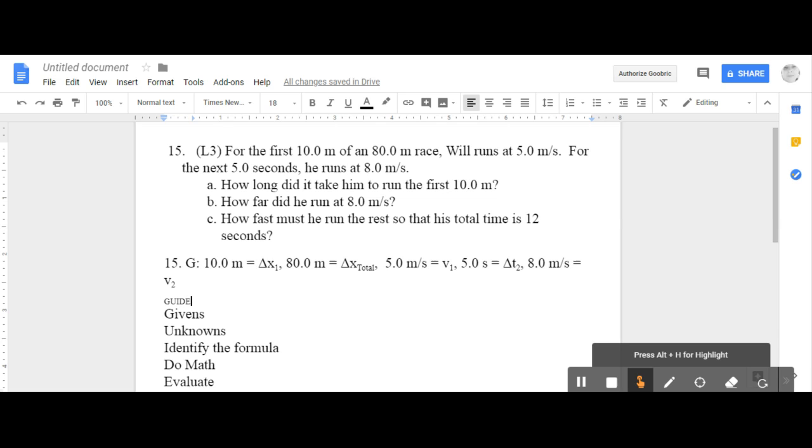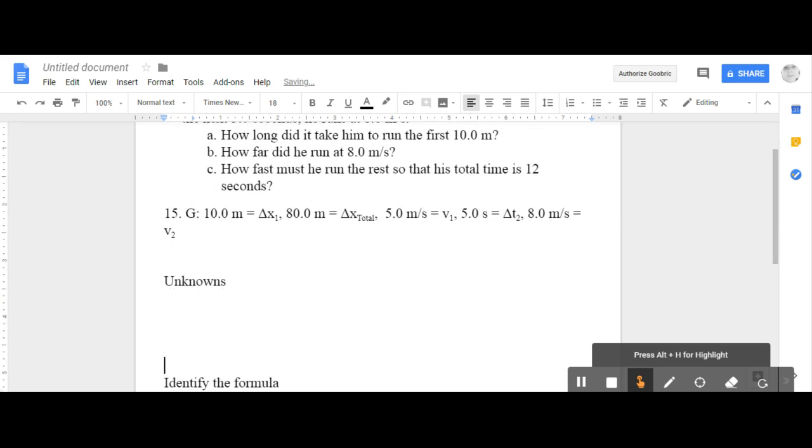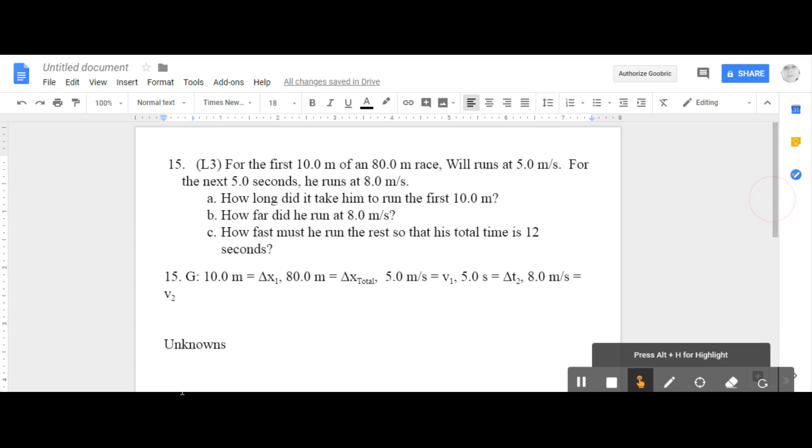So let's talk about unknowns today. There's givens, unknowns, identify the formula, do math, and evaluate. So we're going to cover the unknowns right now. This part of GUIDE is fairly straightforward, and there's a lot of easy points here in unknowns, so please take advantage of them.